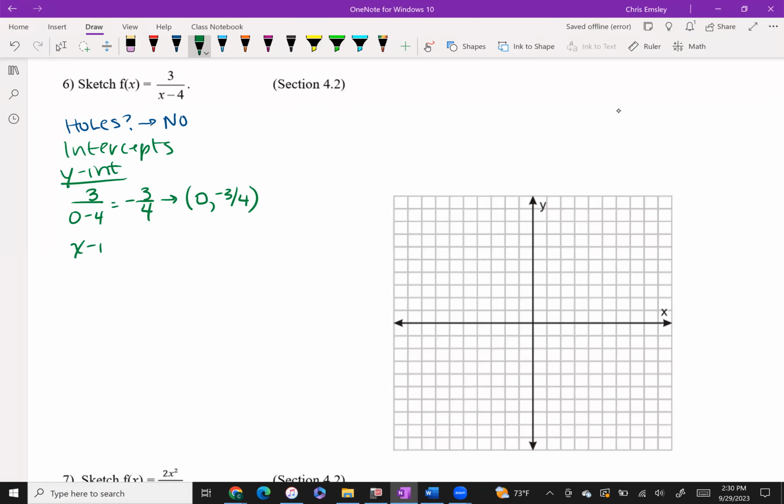X-intercepts sometimes take a little more solving, not so bad on this one. We set our rational function equal to 0. If we multiply both sides by x minus 4, 0 times x minus 4 is 0. And on the right-hand side, they cancel. 0 equals 3. Well, that's not true. That's a contradiction. So that tells us that there are no x-intercepts. Next up, I want to look at asymptotes.